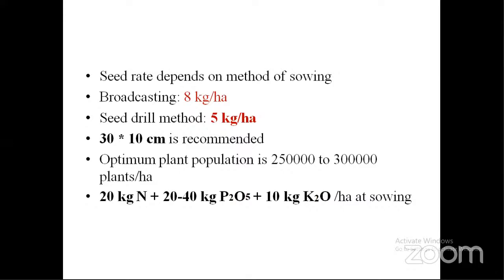Seed rate depends upon the method of sowing. In every crop, seed rate depends upon the method of sowing only. Broadcasting requires 8 kg per hectare. For the seed drill method, the optimum seed rate is 5 kg per hectare, and spacing is 30 by 10 centimeters. The optimum plant population is around 2,50,000 to 3 lakh plants per hectare. In exams, recently they are asking about plant populations also. So for every crop, you should remember both seed rate and plant population. And the recommended dose of fertilizer is around 20 kg of nitrogen, 20 to 40 kg of phosphorus, and 10 kg of potassium.